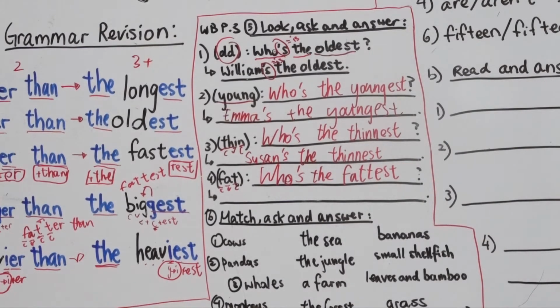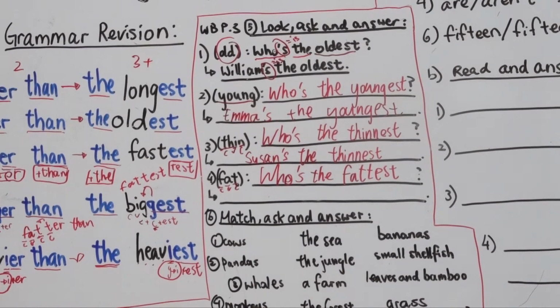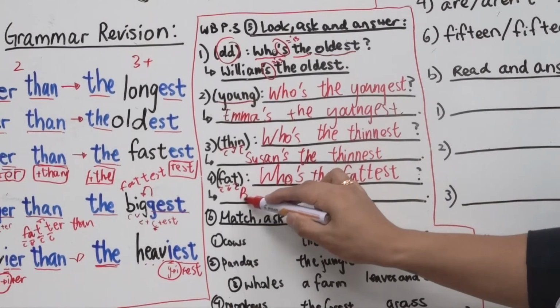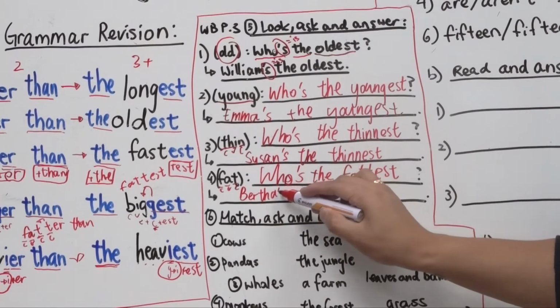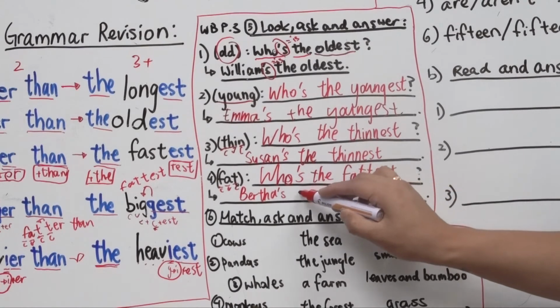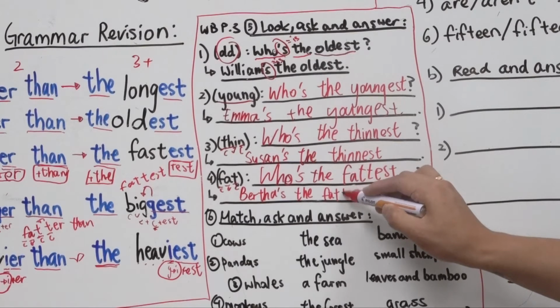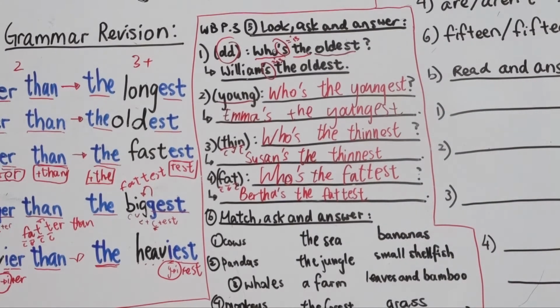Who is the fattest? Who's the fattest? And then change the word whose to the answer, right? So who's the fattest in the photo? Is it Ben? Is it William? No, right? It's Bertha. So Bertha, B-E-R-T-H-A. Don't forget apostrophe S. Bertha's the F-A-T, another T-E-S-T. Bertha's the fattest.